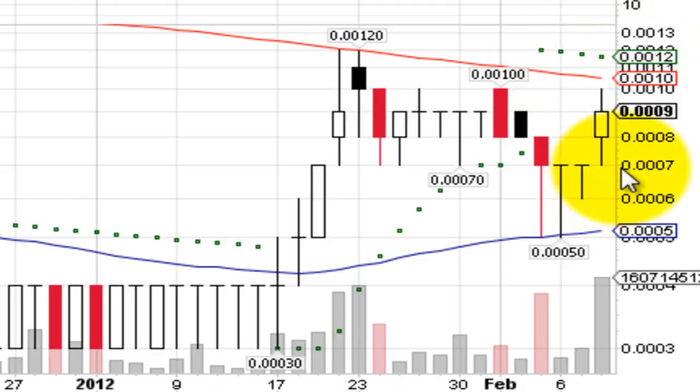Parabolic SAR, we're going to watch for that to flip over. That is a lagging indicator, so once that goes ahead and flips under, that's definitely going to be another bullish sign. Down here again with the volume, record volume day as far as in the last 6 months, definitely a good sign. It shows some interest definitely coming back into the stock.